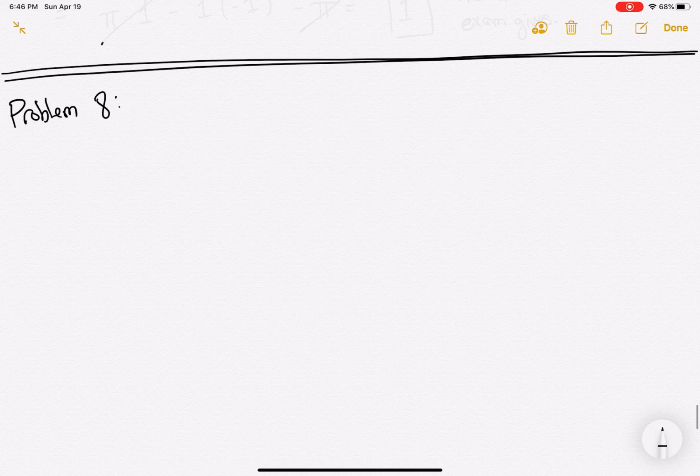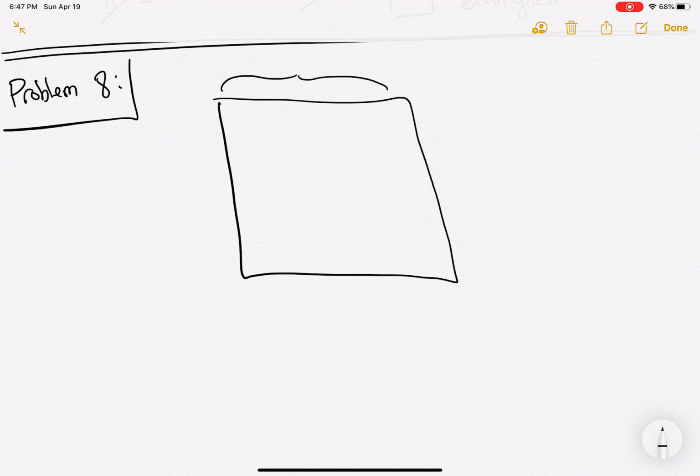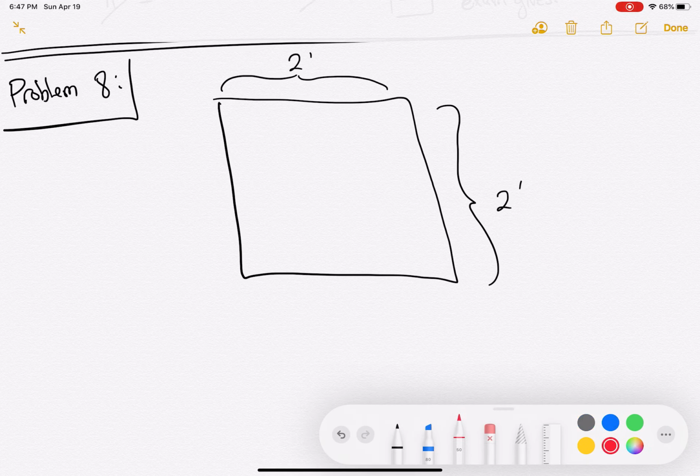Problem 8. Problem 8 says, you're building an open box by cutting squares out of the corners of a 2-foot by 2-foot rectangular piece of cardboard. I guess 2 feet by 2 feet is indeed a square piece of cardboard. 2 feet, 2 feet, and we're cutting squares out of the corners.